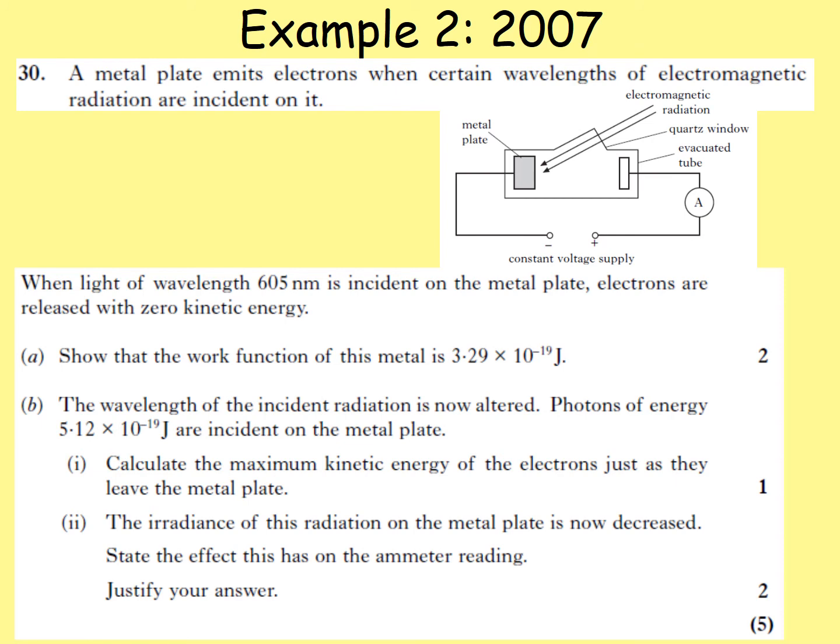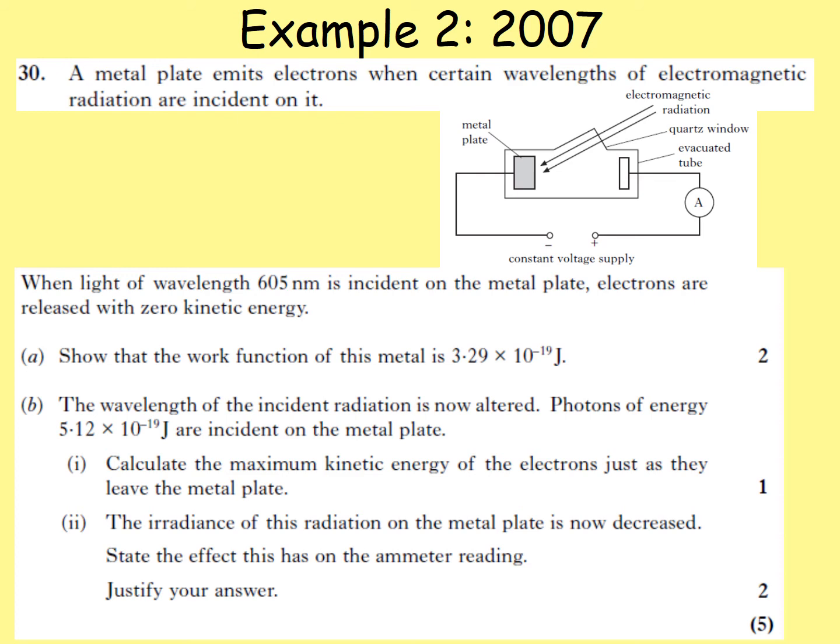So in this next example, we're looking at the 2007 paper, question 30. We have a typical setup where we have a metal plate, electromagnetic radiation is incident, and this is actually connected to a circuit so we can measure the photoelectric current. We're told the light of wavelength 605 nanometers is incident on the metal plate, and electrons are released with zero kinetic energy.